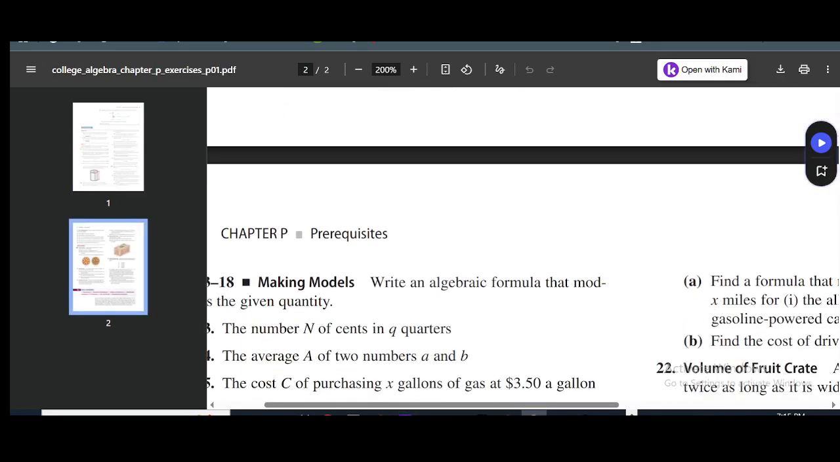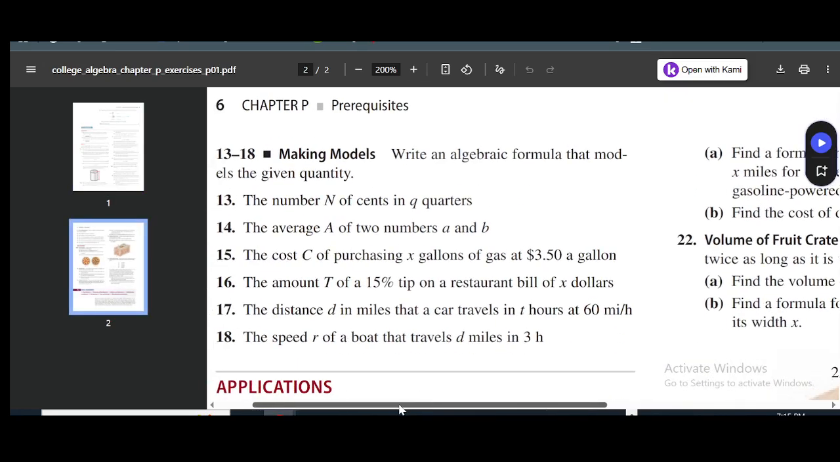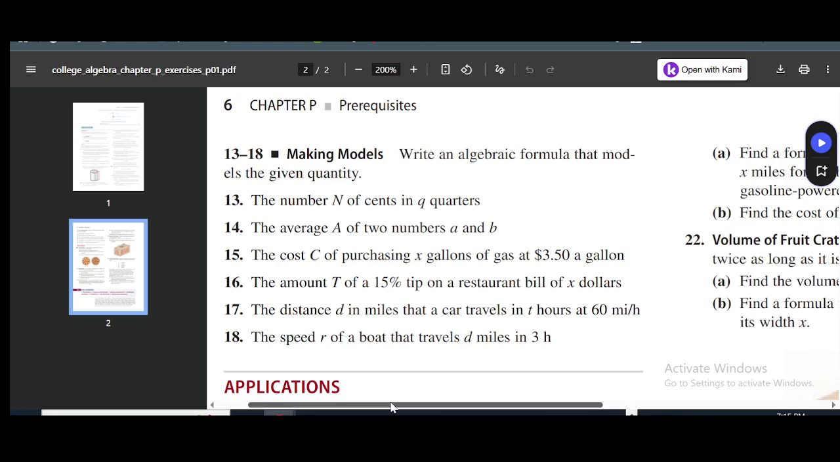Let's take a look at number 14. 14 says we're going to write an algebraic formula that models the given quantity. 14 says the average A of two numbers, A and B, the average number. To get an average, you have to add all your values together, and then divide by the number of values that you added. So, since we're adding A and B, that's only 2. So, let's do that.